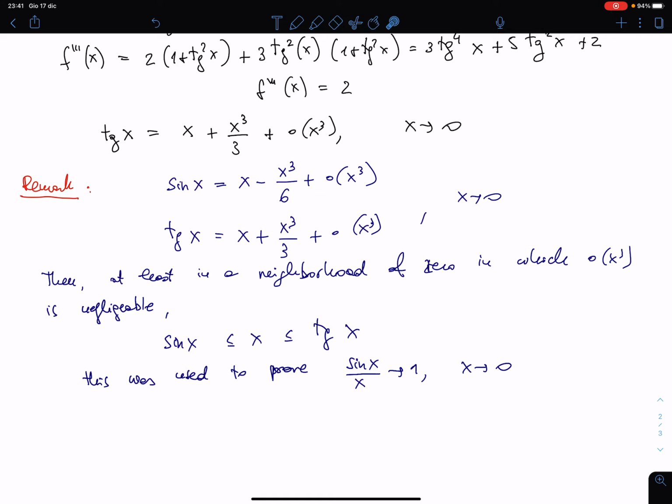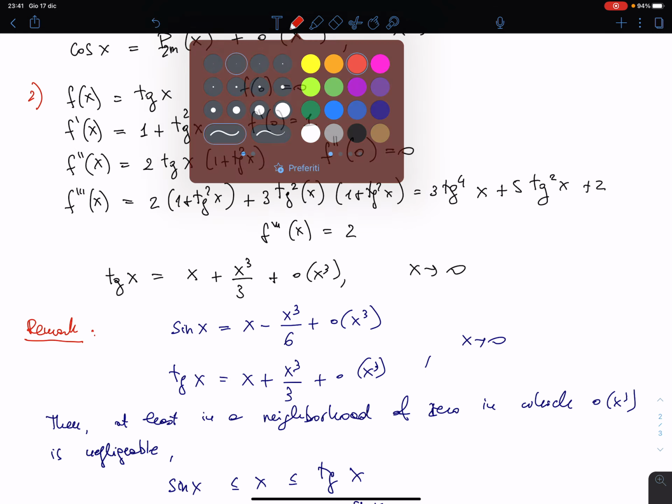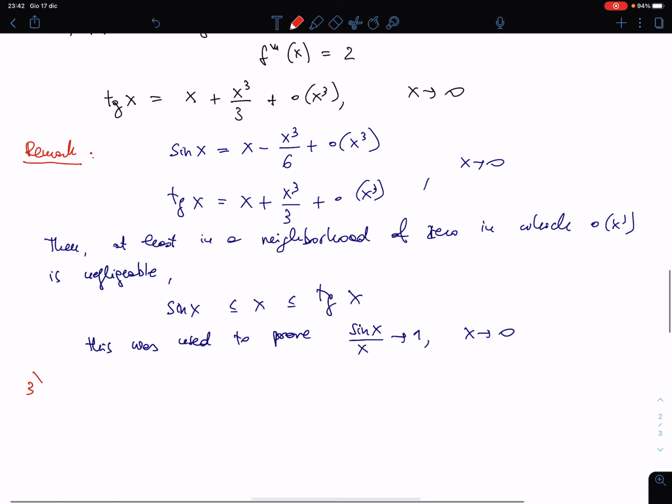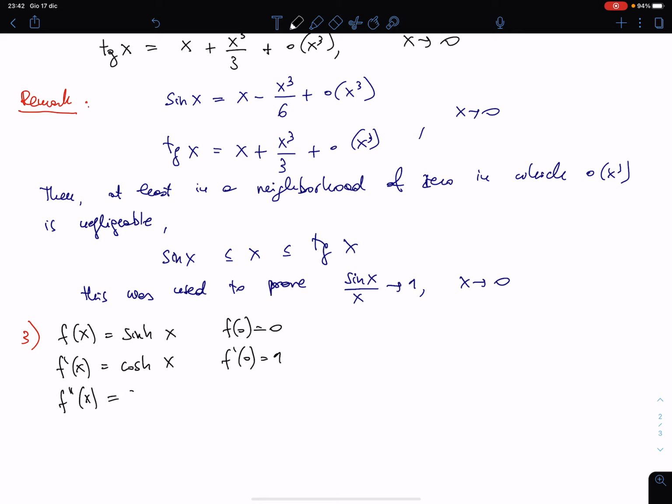Okay, and the last two examples I want to do here are the following. The third is of course the hyperbolic sine. You know, I like hyperbolic functions. So f of 0 is equal to 0. F prime is the hyperbolic cosine of x. F prime of 0 is equal to 1. F second of x is hyperbolic sine of x. So f second of 0 is equal to 0.